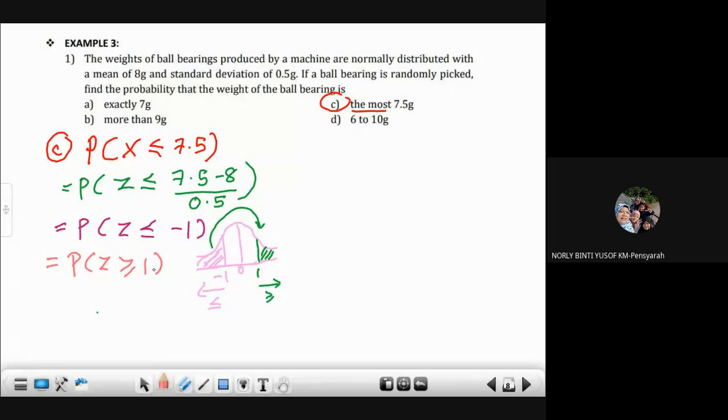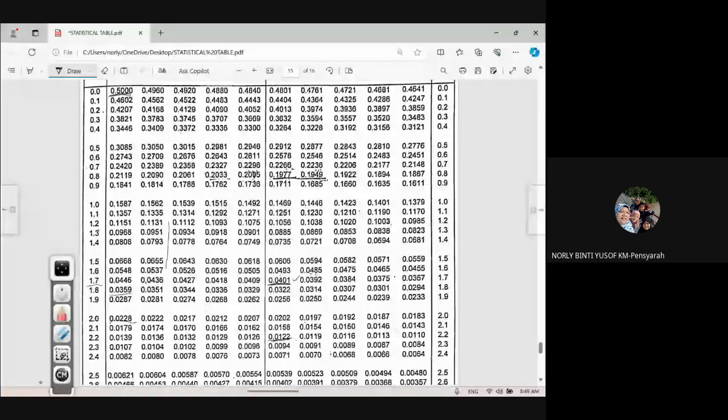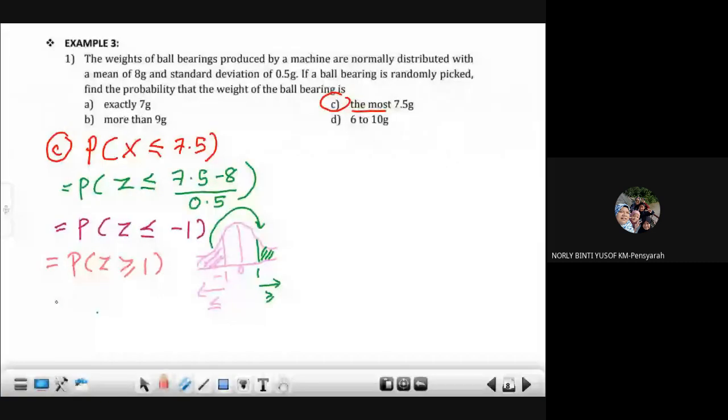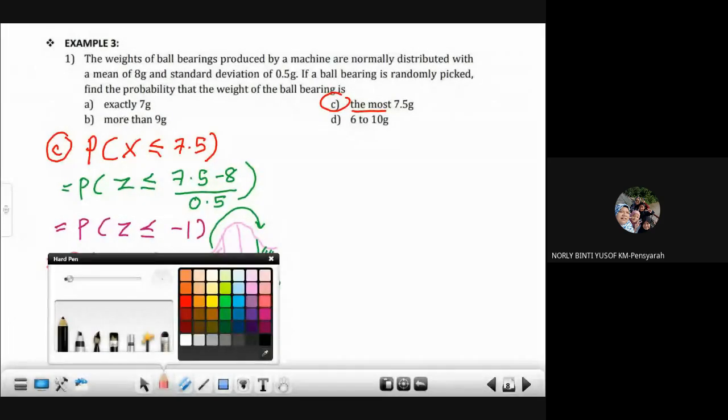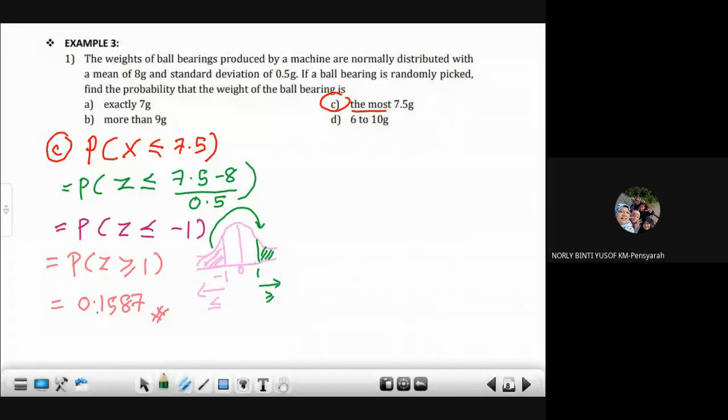Okay, so bila baca table bolehlah baca satu. Satu sebab simbol greater kan. So greater 1, you dapat 0.1587 because 1.00 lah. So dapat 0.1587. Okay, itu nilai untuk C. Lepas tu tengok pada D.